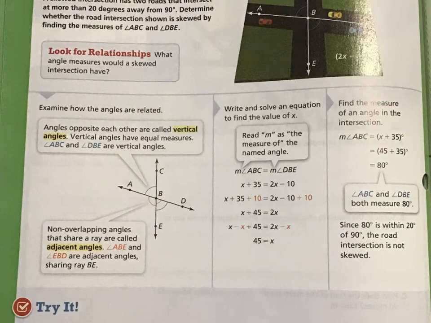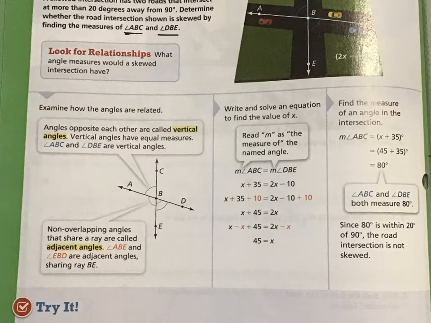So we're talking about angle relationships. The majority of this lesson is vocabulary. It says that a skewed intersection has two roads that intersect at more than 20 degrees away from 90. Determine whether the road intersection shown is skewed by finding the measures of angle ABC or angle DBE.